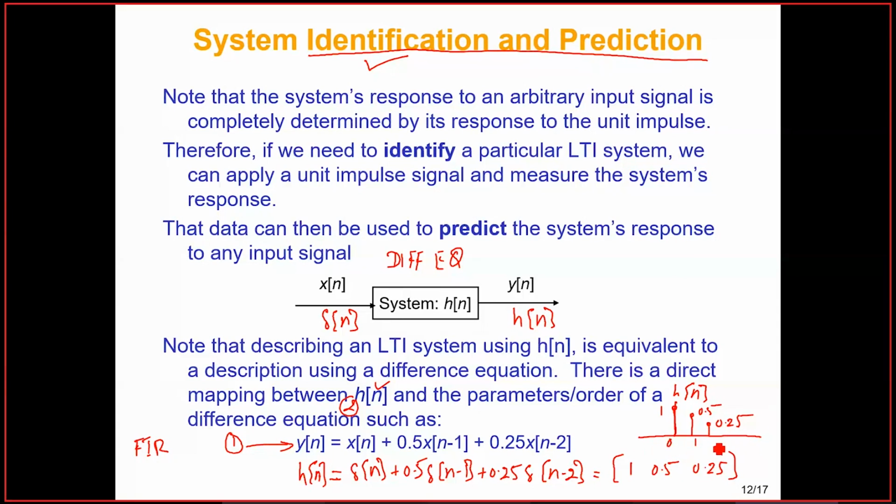So this is your 0, 1, 2, this is your n. So we can directly find your h of n given your y of n. And either of these, if available to us, a difference equation or impulse response, any one of them is good enough to completely identify your system or completely predict your system. And given any one of them, we can find the output for any given input.